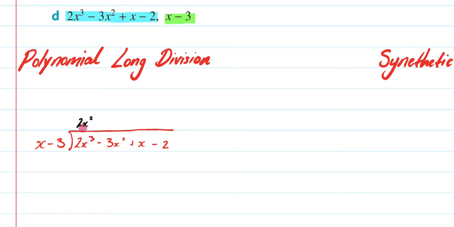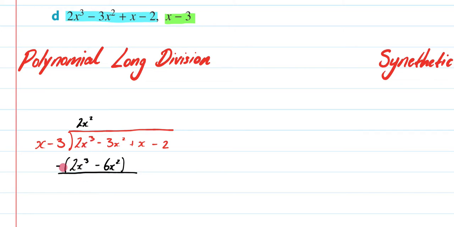Let's now go to our next step, which is multiplying this term by these two right here. So I'm going to go 2x squared times x, which is going to be 2x cubed. Then I'm going to go 2x squared times negative 3, which is going to be negative 6x squared. The next thing that we do is we subtract. So I put brackets around it to remind me that I'm subtracting the whole thing. And then I'm going to put a line here.